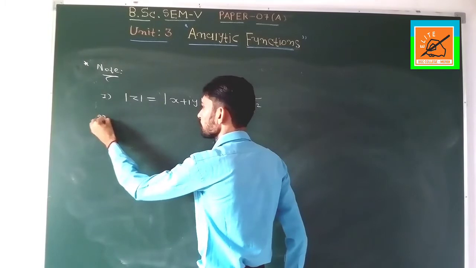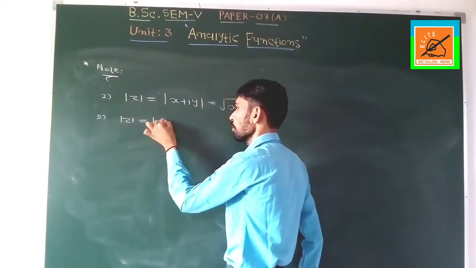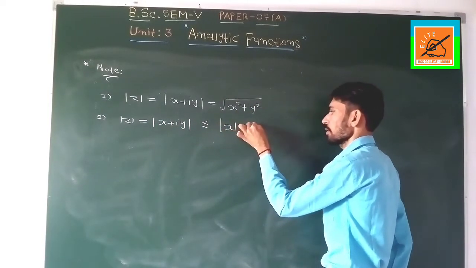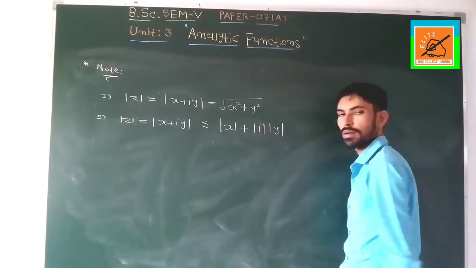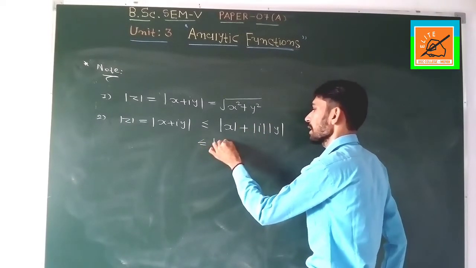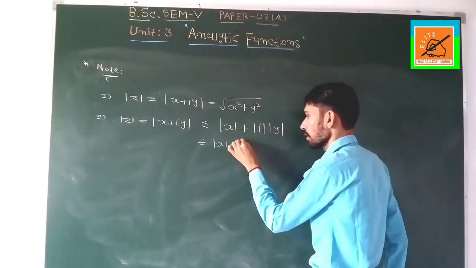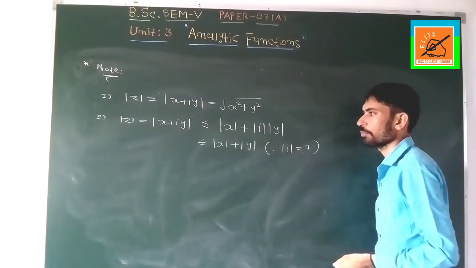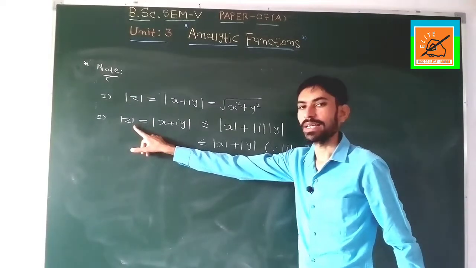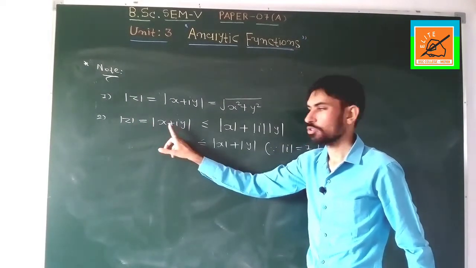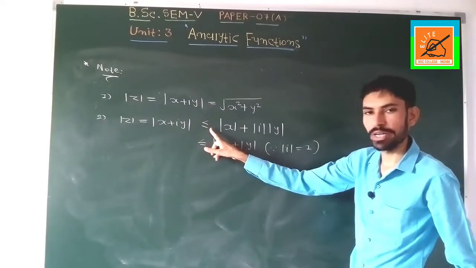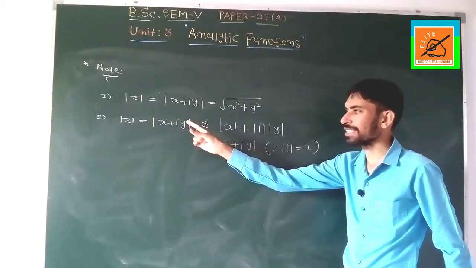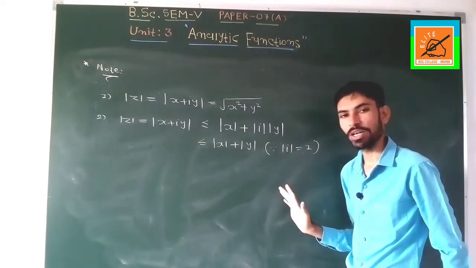Now the second note is: modulus of z is equal to modulus of x plus iy, which is less than or equal to modulus x plus modulus I into modulus y. So keep in your mind this second note: mod of x plus iy we can write by the inequality as mod x plus mod I mod y, but the value of mod I is 1. So mod z is less than or equal to mod x plus mod y.